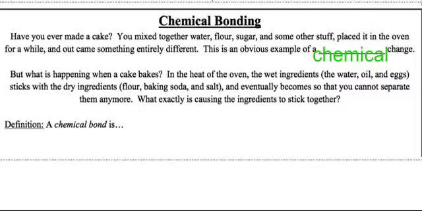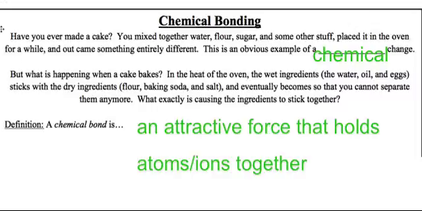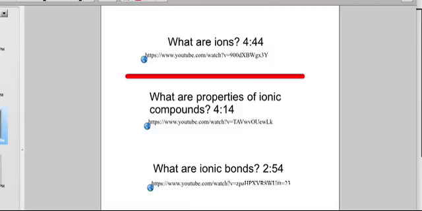So, what exactly is causing the ingredients to stick together? A chemical bond. It is an attractive force that holds atoms or ions together. Now, ions isn't a completely new term to you, but I want to go back and review it a little bit. And this is not on your paper.